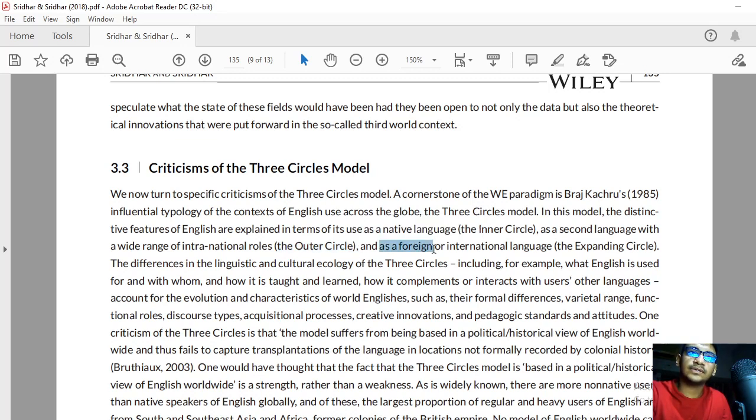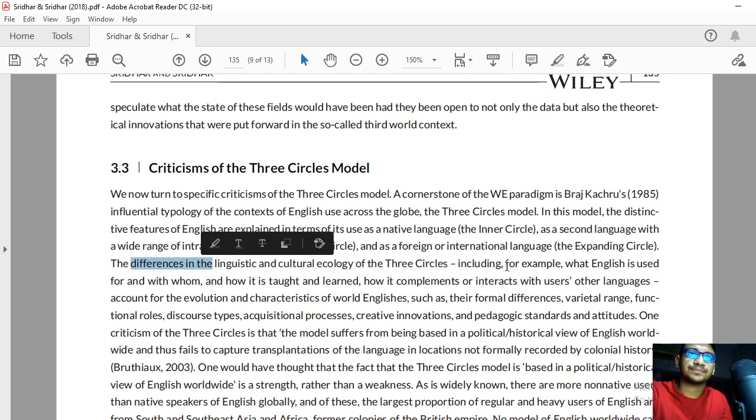And as a foreign or international language. Here English is taught as a foreign language, EFL, or an international language. For example, China doesn't have a British colonial past, so it's in the expanding circle. Still they do use English, but it's for international communication, not for communication within their country. It's not required.